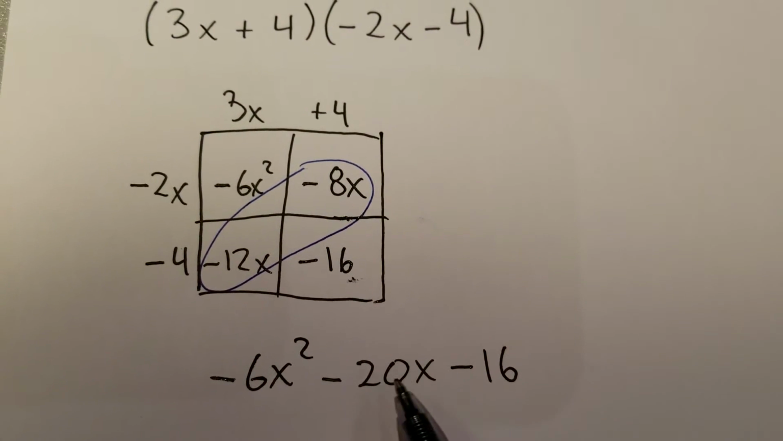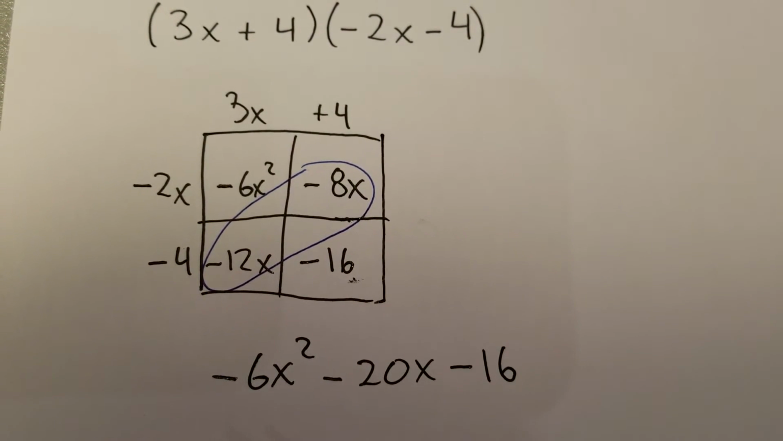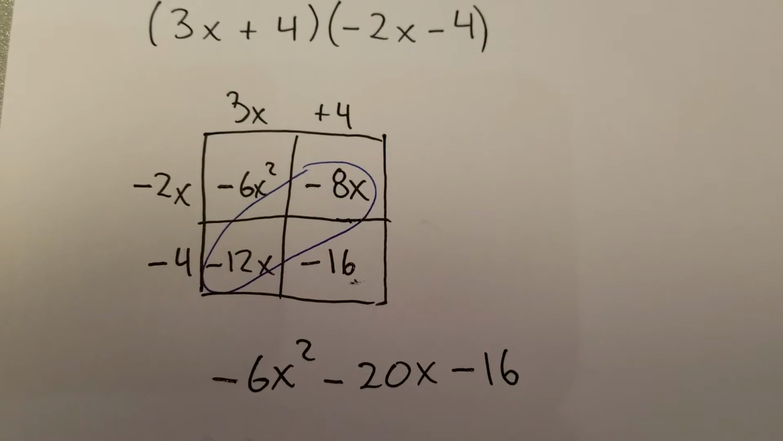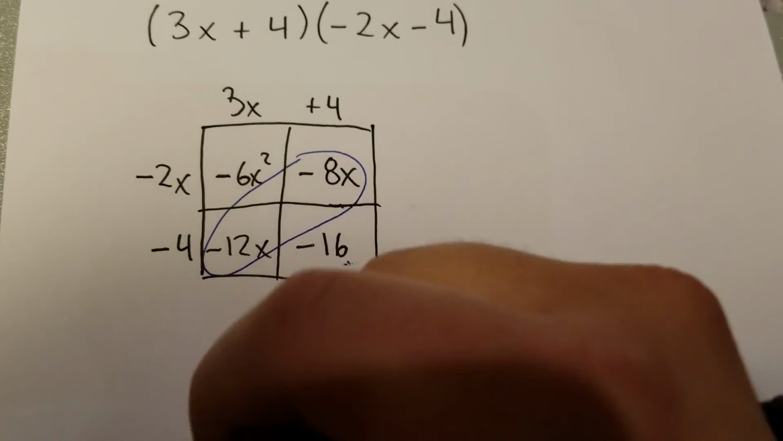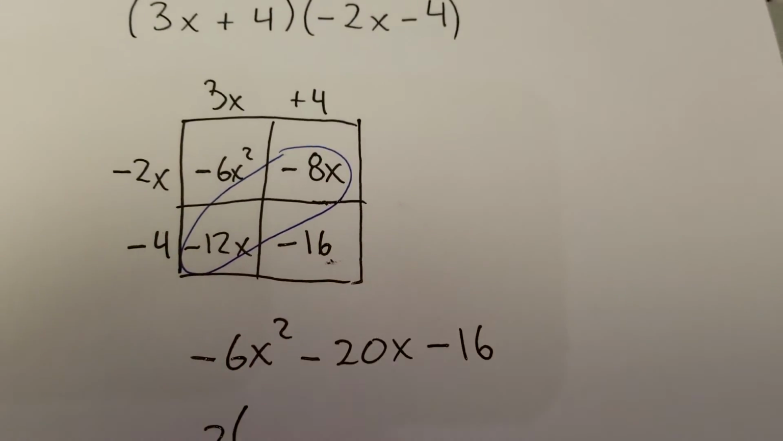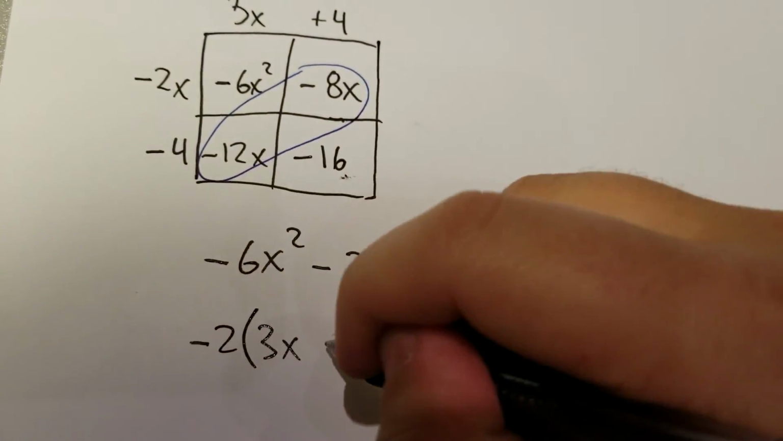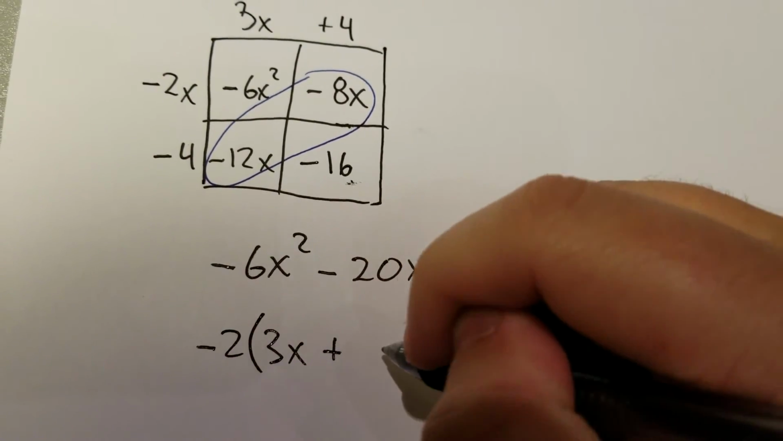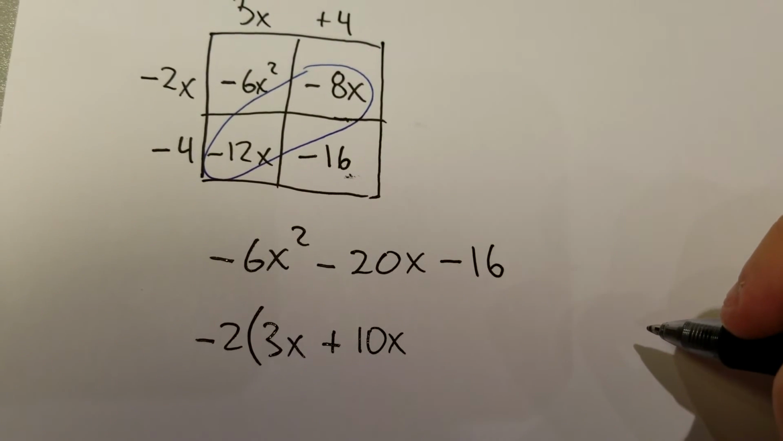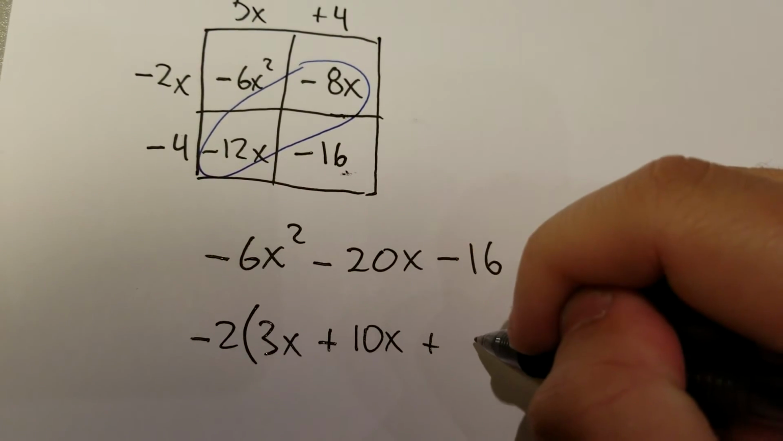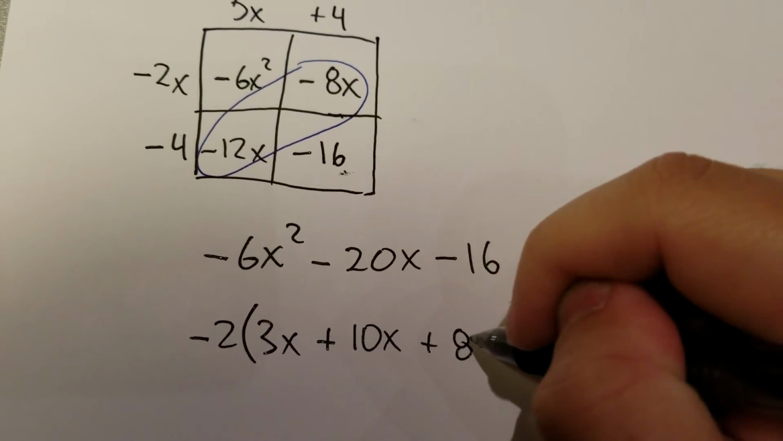We cannot factor this. We can't do anything else with it. Actually, that's not true. You could pull out a 2. You actually don't have to, but let's do it for fun. Negative 2. What's left? We'll say that there's a 3x. That's correct. Positive 10x. Yep, that's correct. And you're taking a negative 16, take a negative 2 out. You're going to get a positive 8.